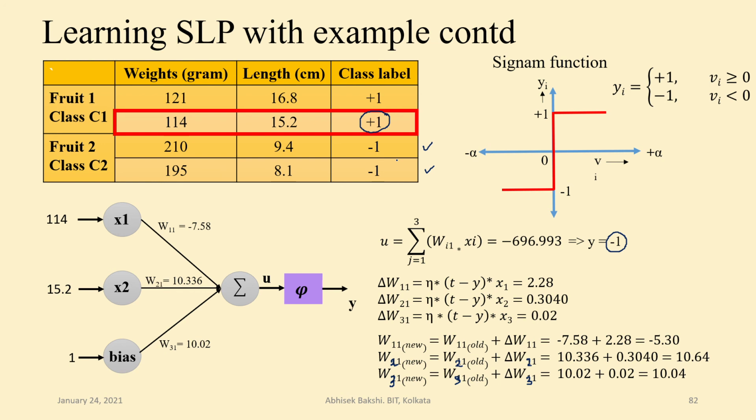So in this way, we can see how a single layer perceptron can learn a model, so that we can find the correct classification for unknown cases.